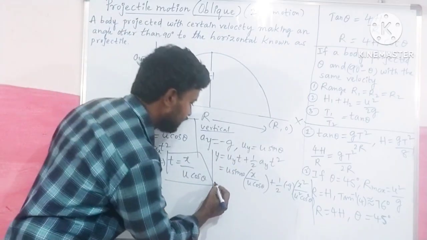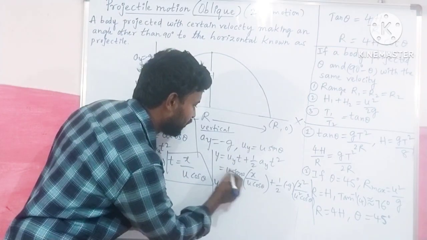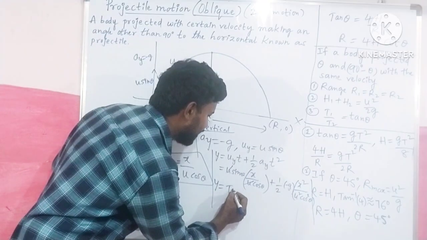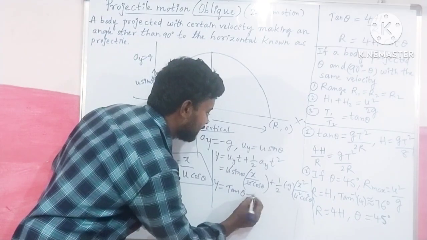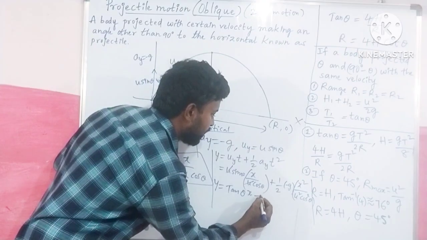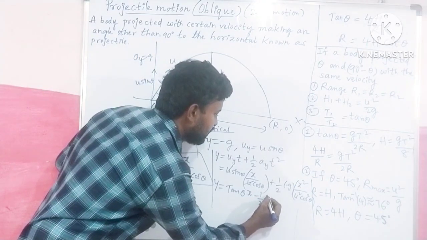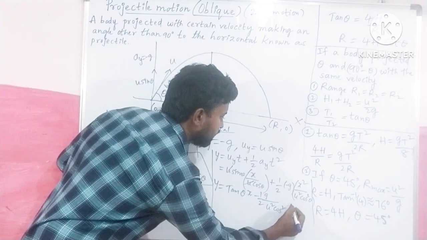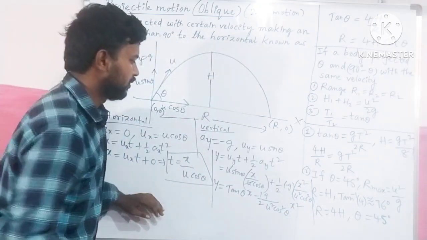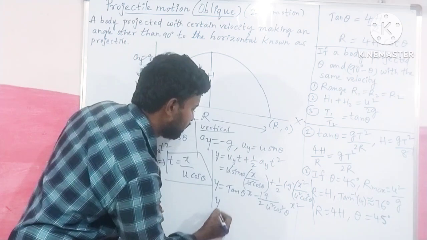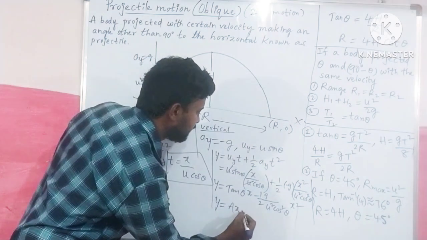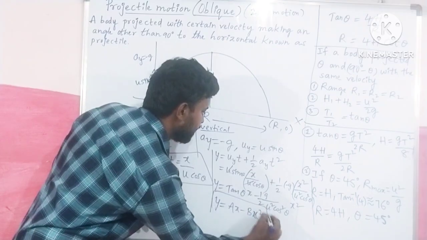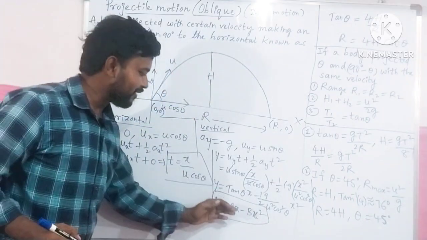When you solve, u gets cancelled, and sin theta by cos theta equals tan theta. So y equals tan theta into x minus 1 by 2 g by u square cos square theta into x square. When we replace it as y equals ax minus bx square, this is the equation of a parabola.